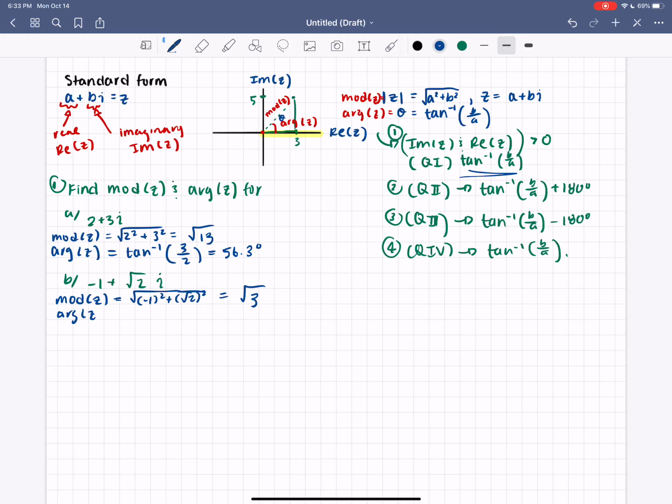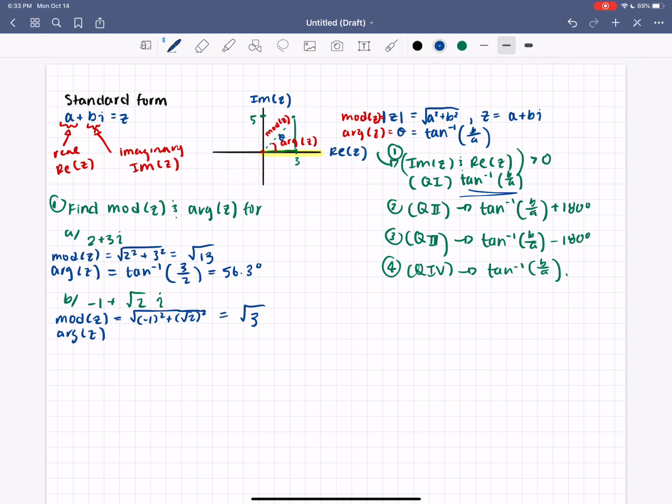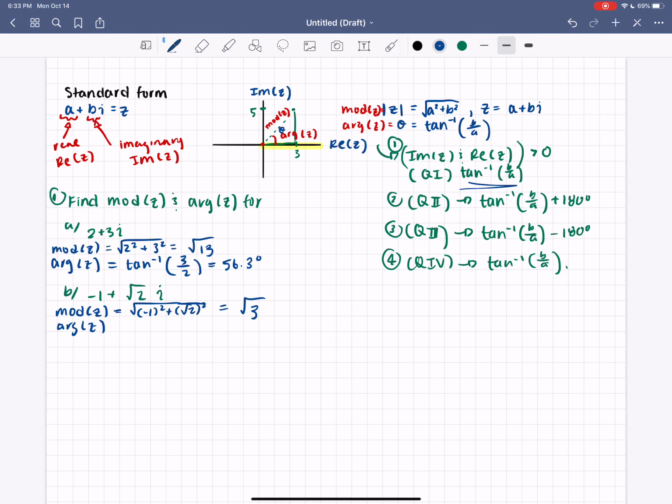Our argument, so let's consider which quadrant this is in. Well, our real number is negative, but our imaginary number is positive. So this will fall in the second quadrant. And to do this, it will be the tan of -1, or again, we can just say arctan, plus 180 degrees.